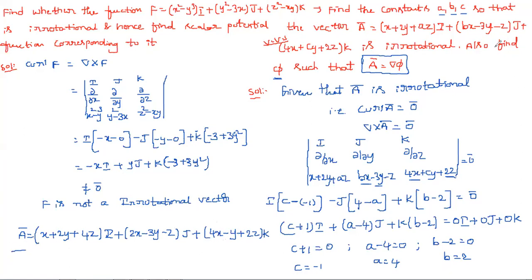Now we need to find phi. We need to find the function phi, and that phi should satisfy this condition. For that, take a bar is equal to del phi. A bar is equal to del phi. So here del phi we can write as follows. First a bar, what we got, we can write: x plus 2y plus az, where a is 4z.